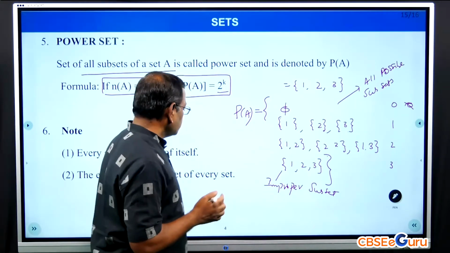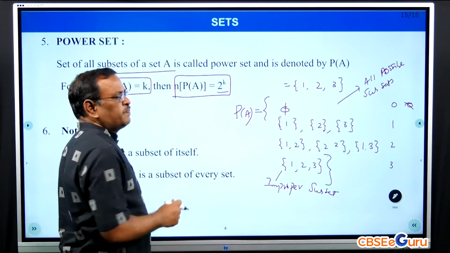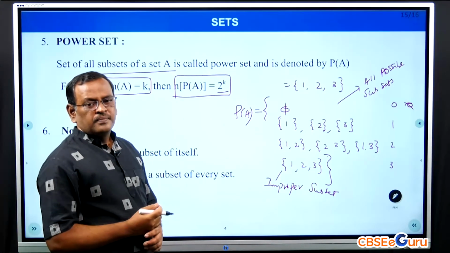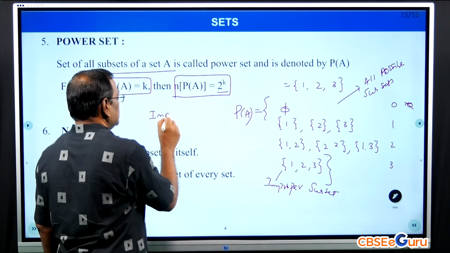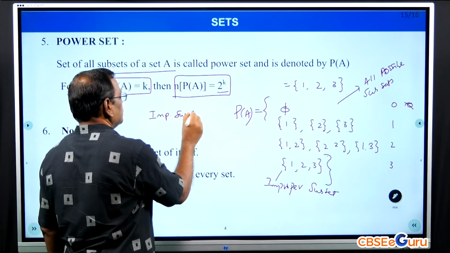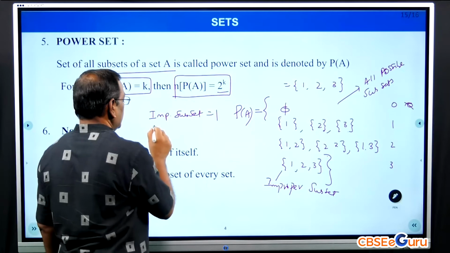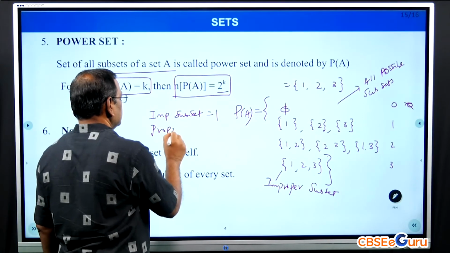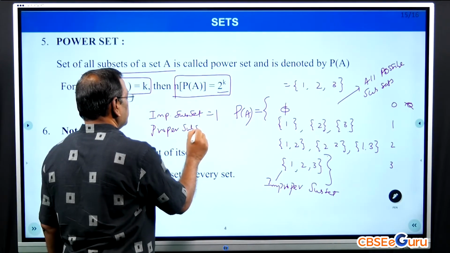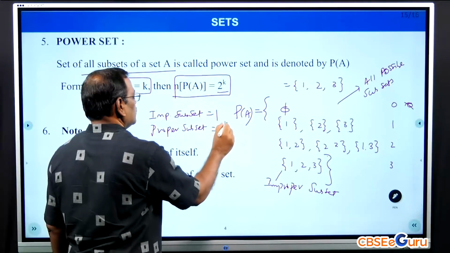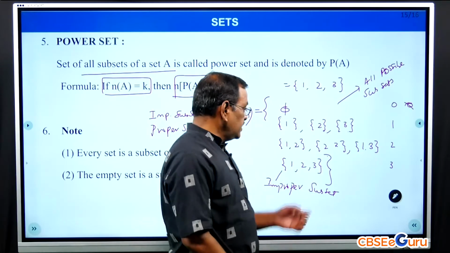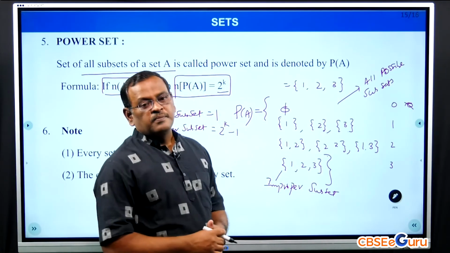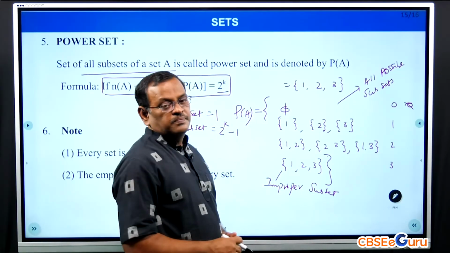So, if a set has 2 power k possible subsets, it has one improper subset equal to 1, and proper subsets equal to 2 power k minus 1. Here 2 power k, 2 cube is 8. 8 minus 1, 7. Okay.